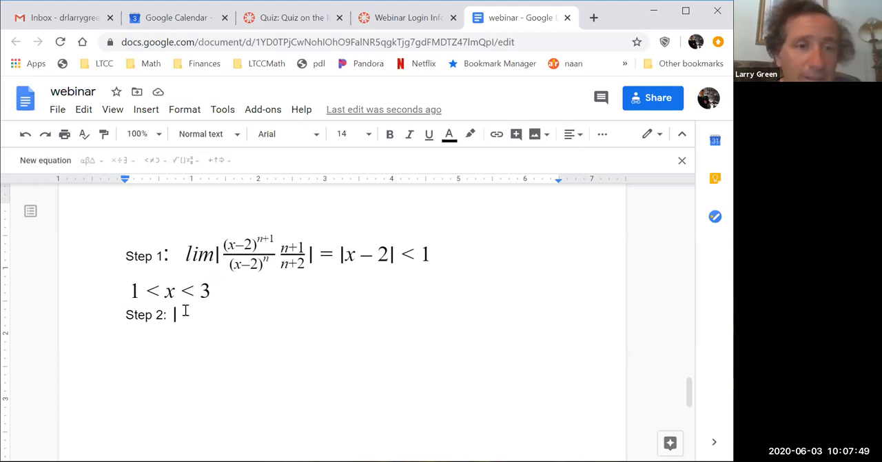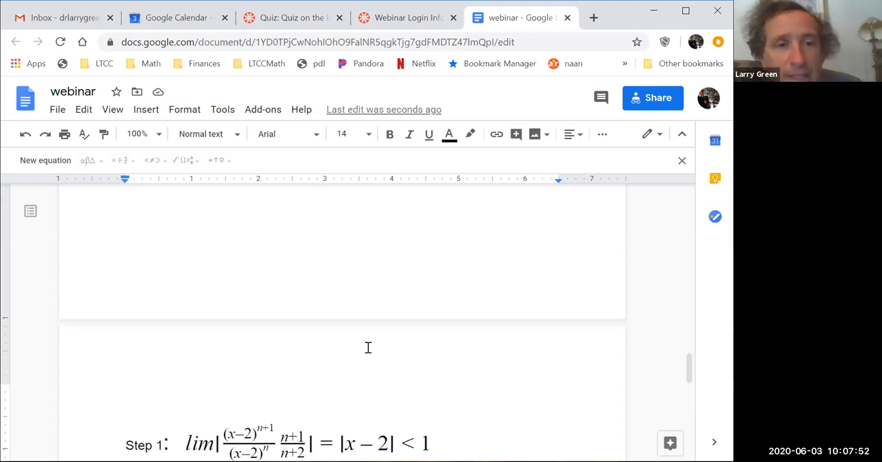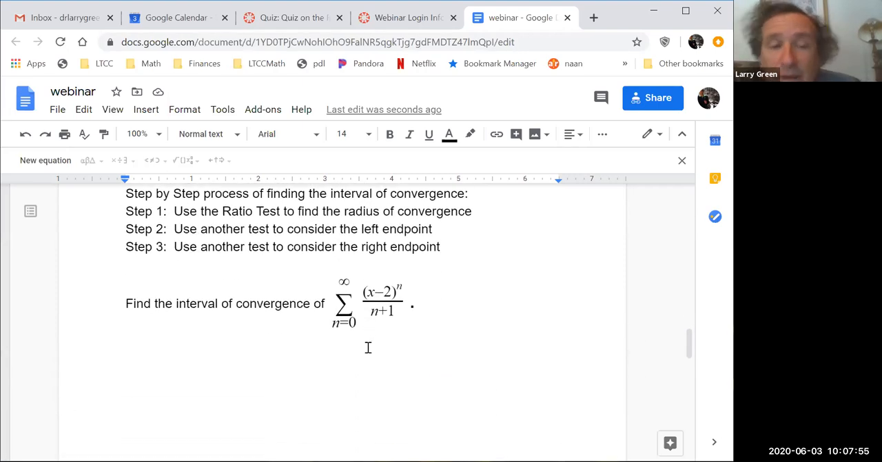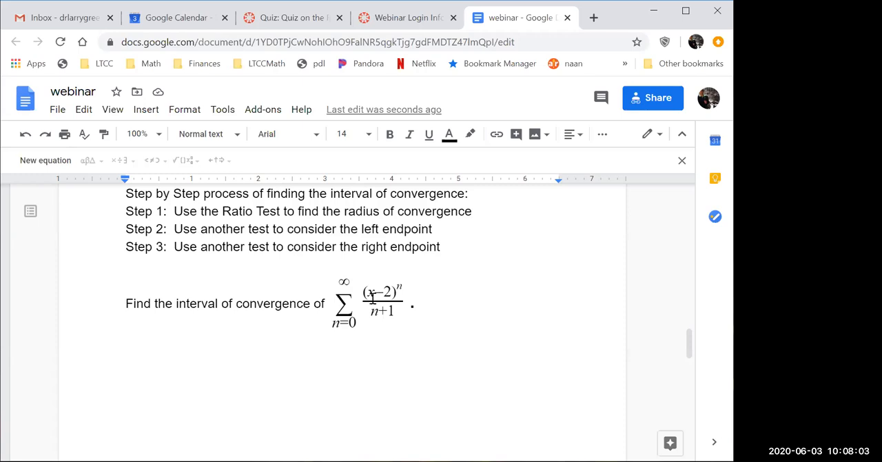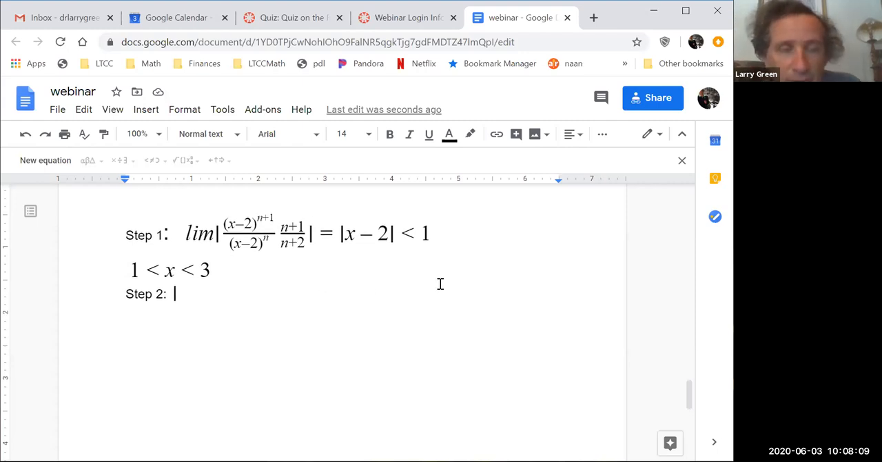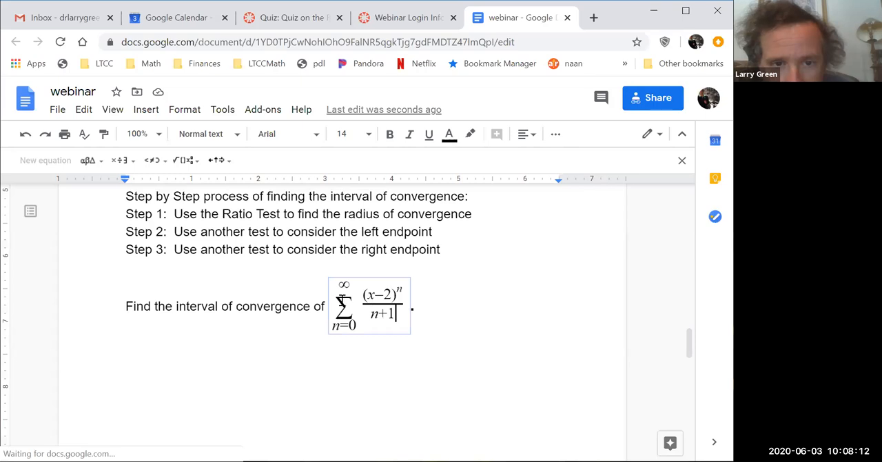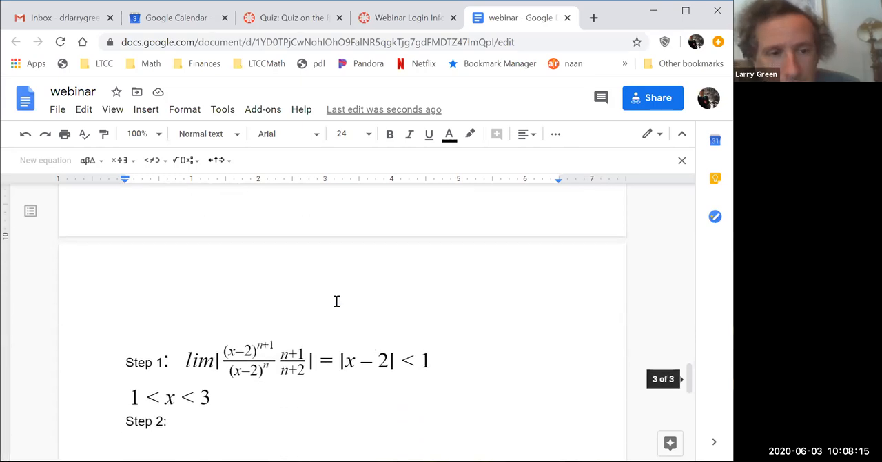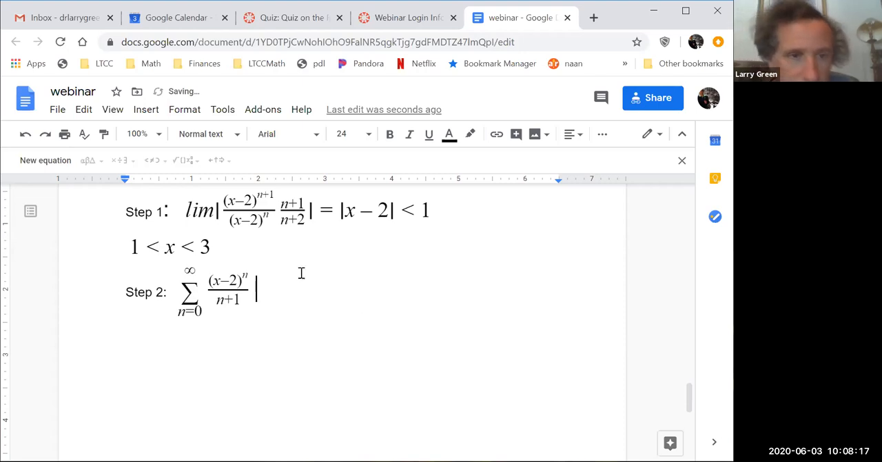So if you plug in 1 into the series, then we look at this, and this is going to be very common. What's 1 minus 2? -1. And we get (-1)^(n+1). So actually, let's copy and paste. It's faster. And that x minus 2 becomes a -1 to the n.